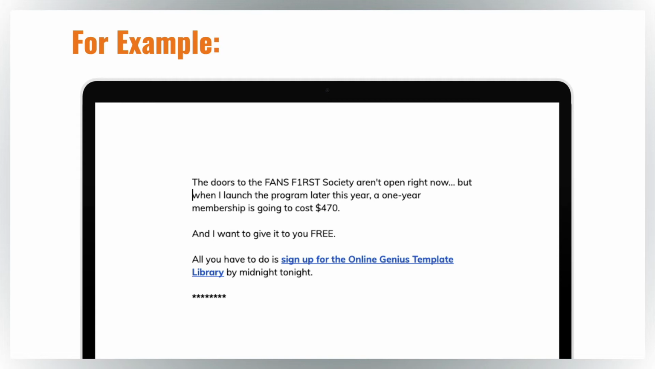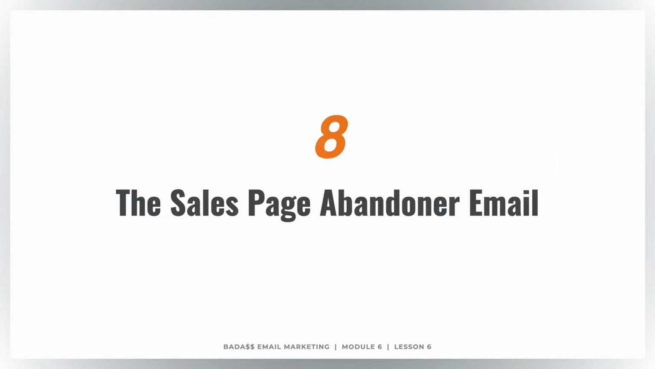So again, it's about creating the urgency and reason to buy. So that's your expiring bonus. The next kind of email is the sales page abandoner email. This is an email that a lot of people aren't sending, and you should add it. I talked about it in the sequencing, but everyone should add this if at all possible.